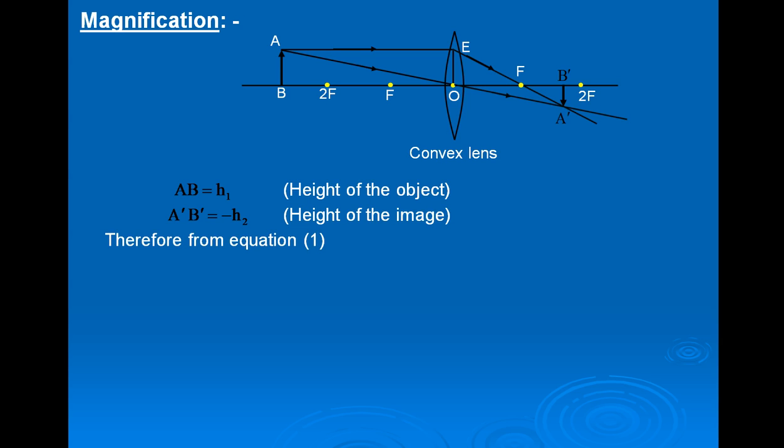Therefore, from equation 1, we get minus h2 upon h1 equal to minus v upon u. Minus minus cancel each other. So we get h2 upon h1 is equal to v upon u, or m is equal to v upon u, because h2 upon h1 is equal to m, the magnification of the lens. Put this equation number 2.